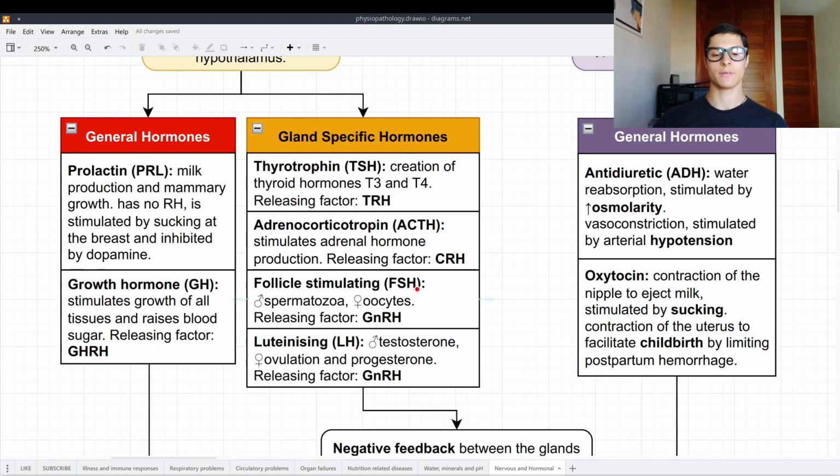Follicle stimulating, the FSH, which creates the spermatozoa in men and the oocytes in women. And the releasing factor is the gonadotropin releasing hormone. The luteinizing, which creates the testosterone in men and the ovulation and progesterone in women. Releasing factor, the gonadotropin releasing hormone.